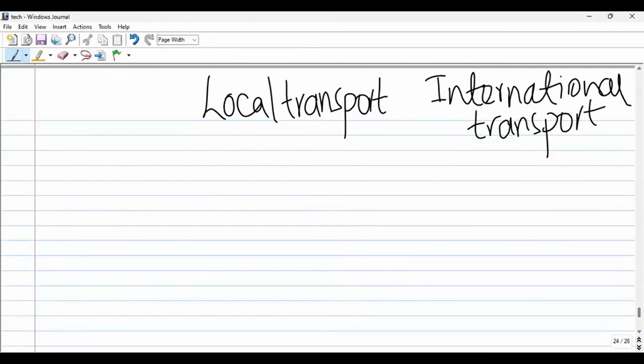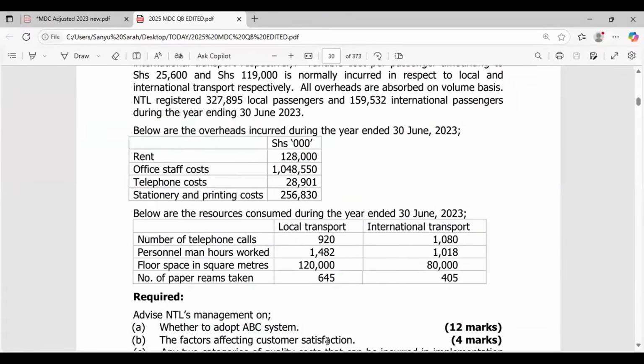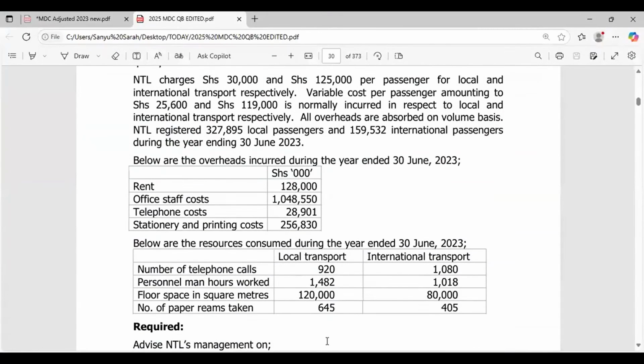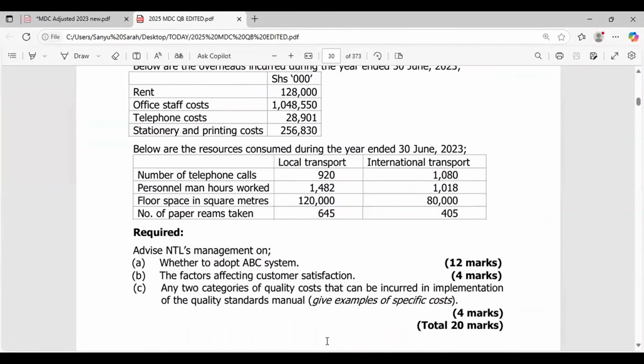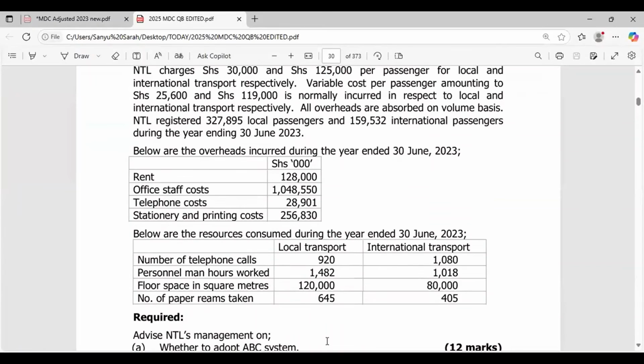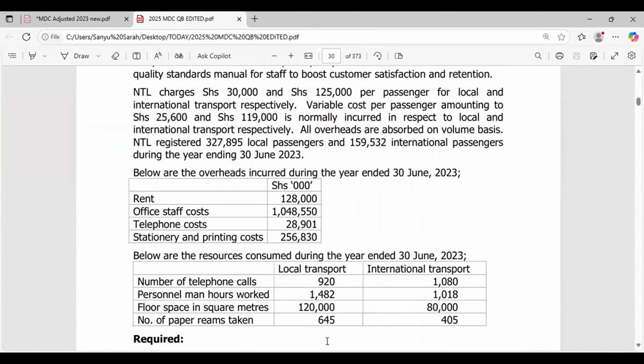So let's come and show. We have the local transport and international transport, but they've given us the passengers for each category that they registered during the year ending 30th June 2023. And remember, this is the specific year we are also interested in. So I can start by showing the passengers.